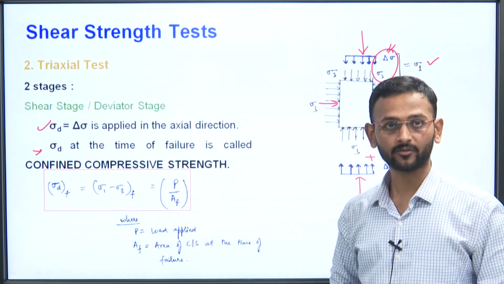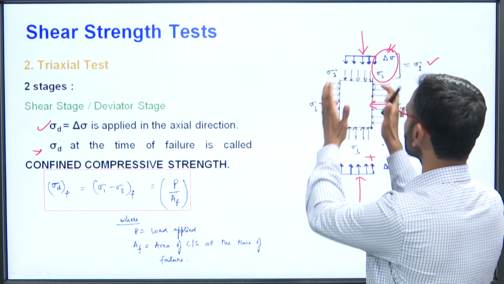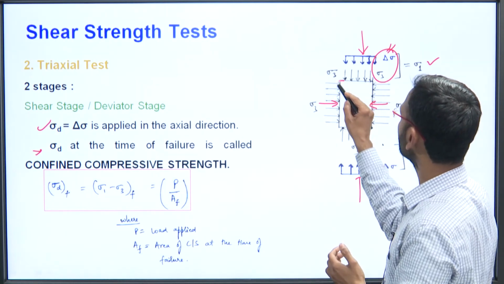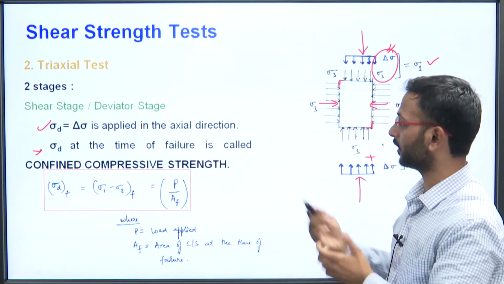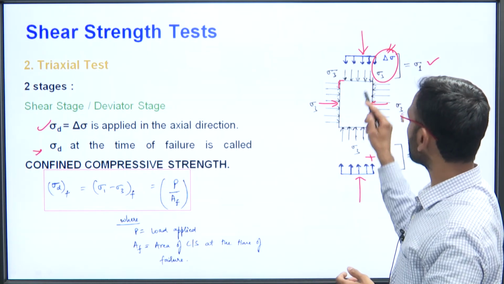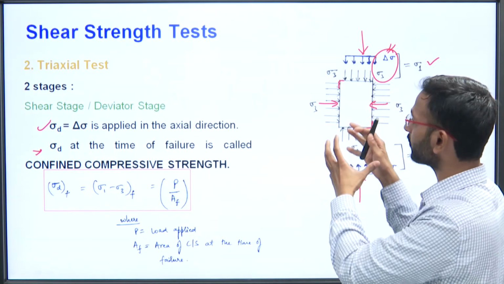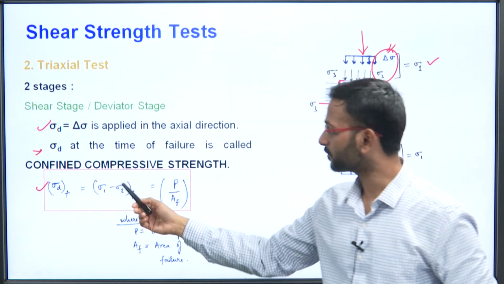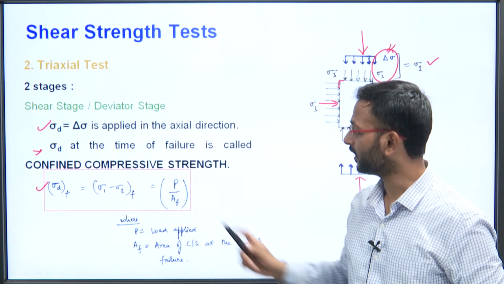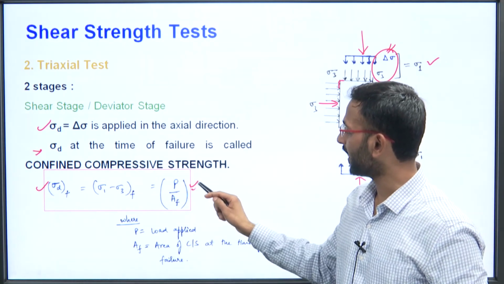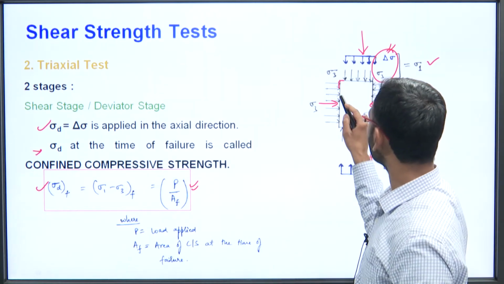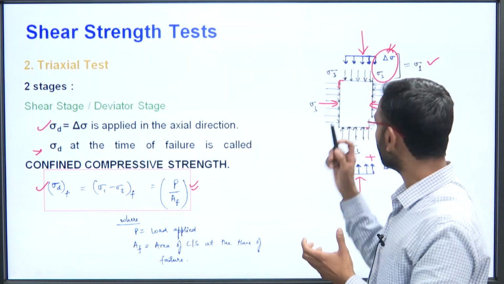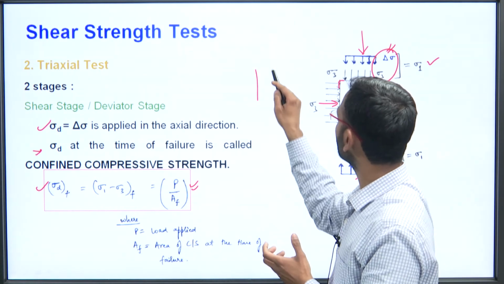It is also called the confined compressive strength because the soil sample here is confined. We will see the unconfined one later, and then you will understand it more clearly. Now sigma d at failure is sigma 1 minus sigma 3, which is equal to P by AF. P is the load applied and AF is the area of failure.